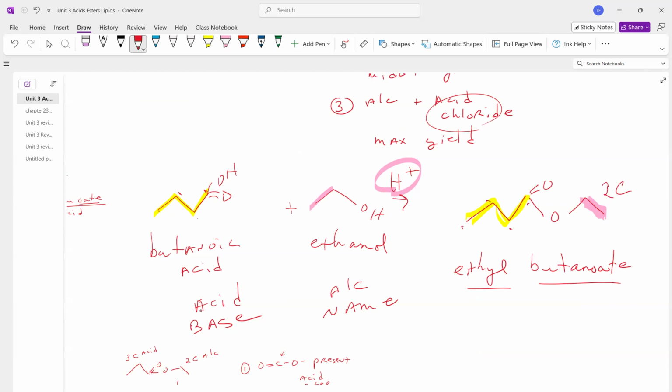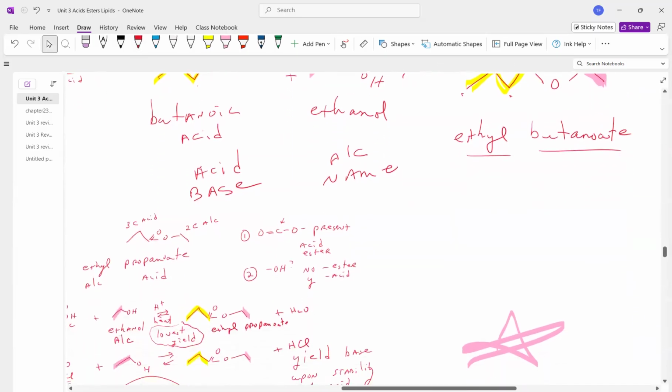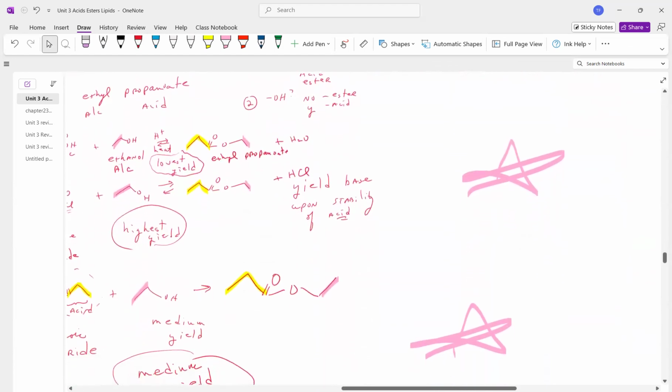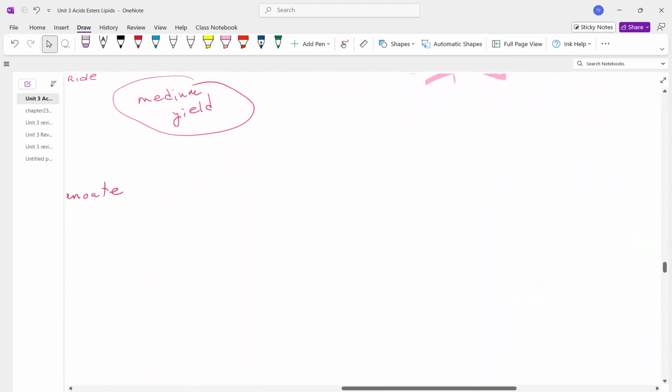Now there's butanate and butanoate, not the same. Oate is the ester part. Okay, if we take ethyl butanoate and take it apart, we end up with our original alcohol plus the original acid.